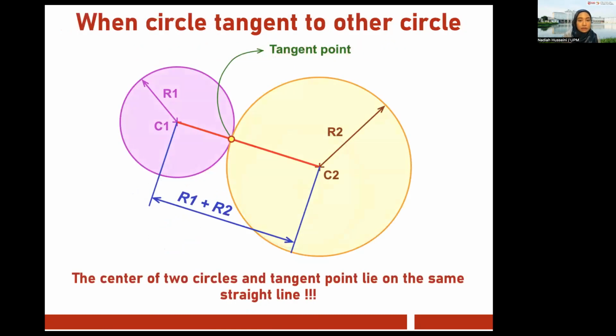What if you have a circle that is tangent to the other circle? What time is it? We're over time, why didn't you guys tell me? We'll continue later.